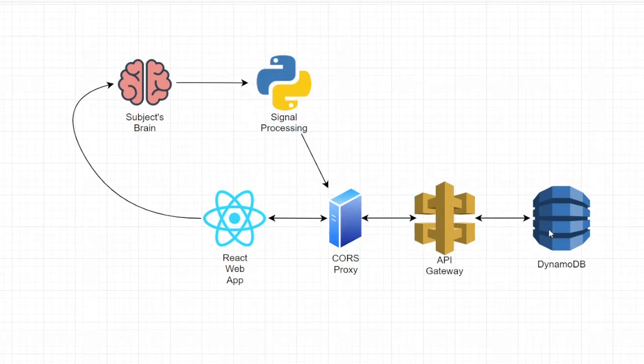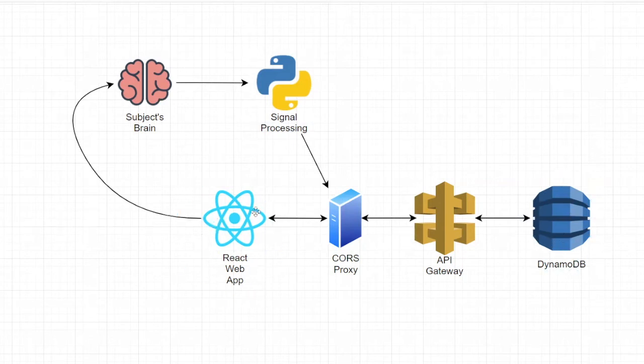So as you can see here in this diagram, what we have is Python sending the data through the proxy. It's calling the API through the proxy, and that API actually interacts with DynamoDB. So in the case of the Python script, we send a put request, which is a request to update the data in the database.